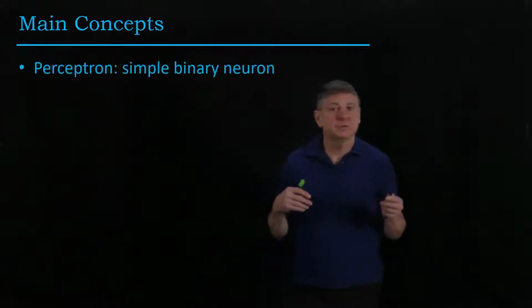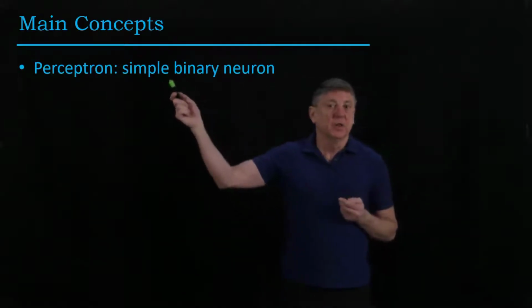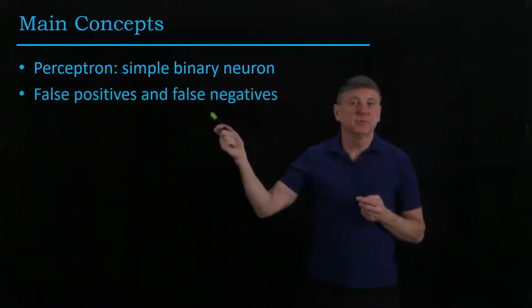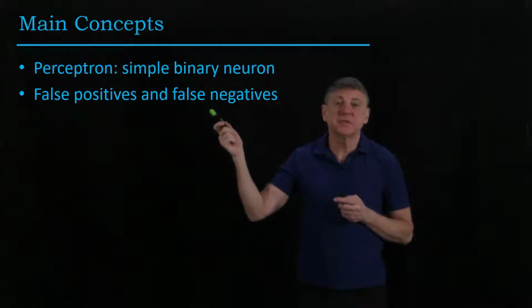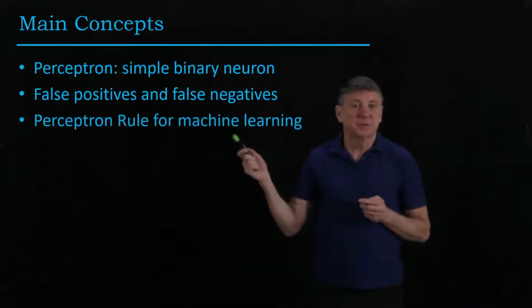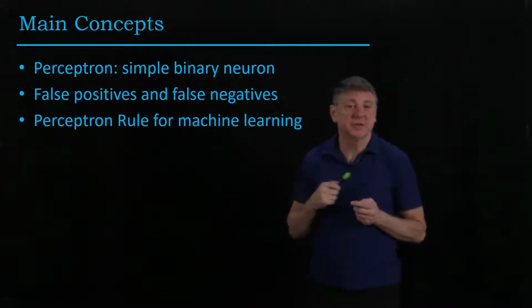Welcome. In this lecture in linear data analysis, which has multiple sessions, we'll explore the perceptron algorithm. The main concepts for this lecture are: the perceptron is a simple binary artificial neuron. We'll explore false negatives and false positives, because these are the way that we'll learn how to separate our training data. And the perceptron rule is a fundamental rule in machine learning.